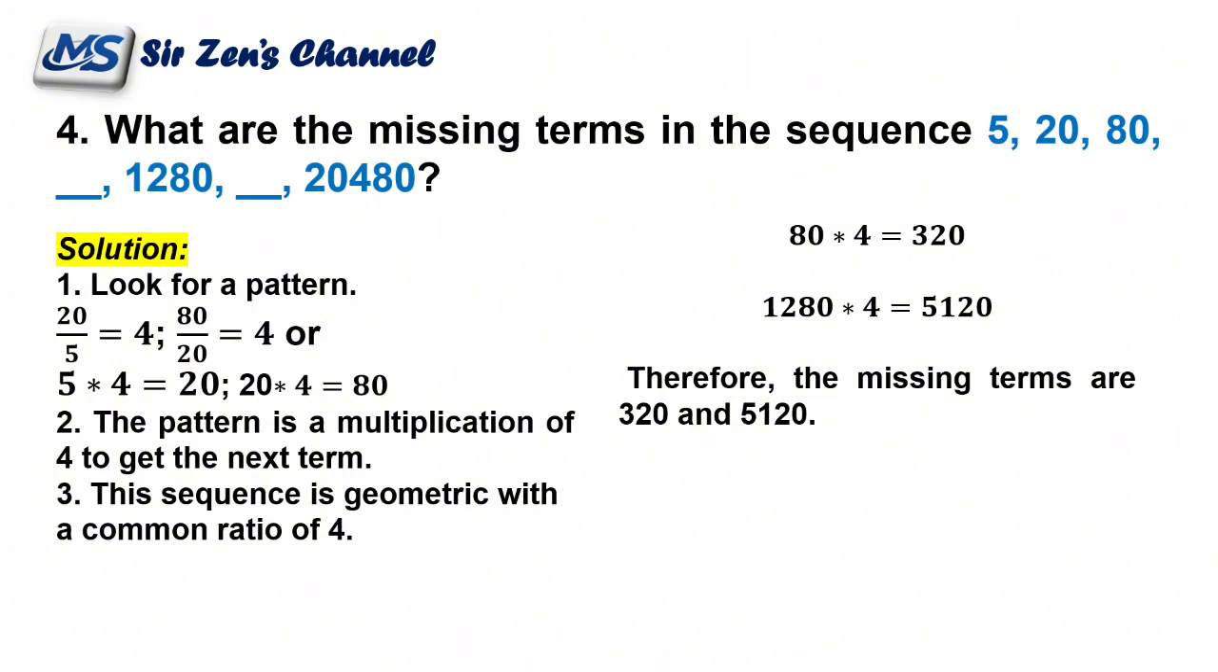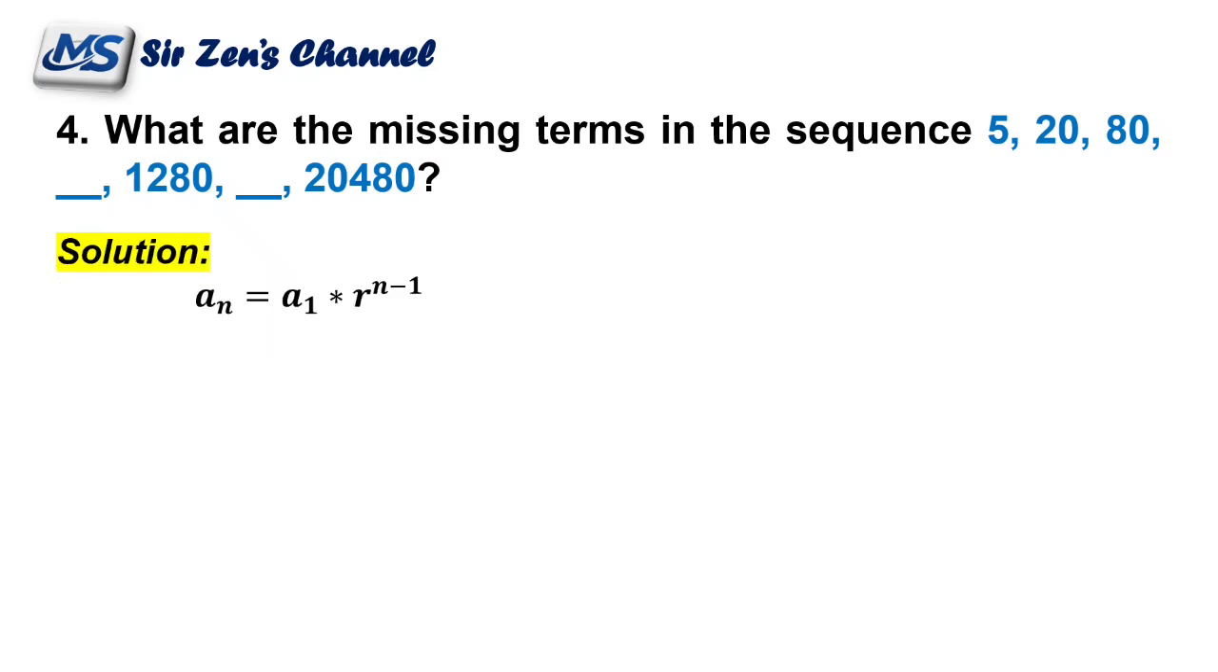If we apply the formula of a geometric sequence, it is somehow longer. But let me use it for the others, if they want to know how to apply the formula of a geometric sequence. So the formula of a geometric sequence is: a sub n is equal to a sub 1 multiplied by the common ratio, r, raised to n minus 1.